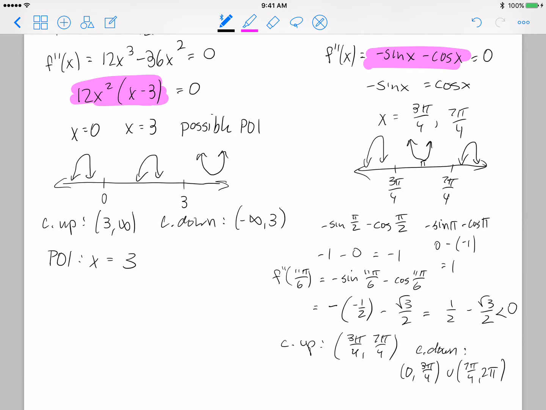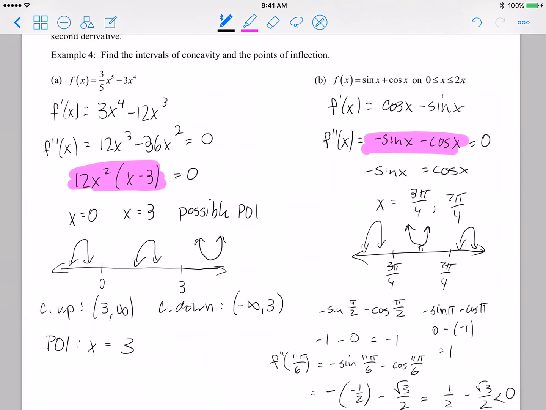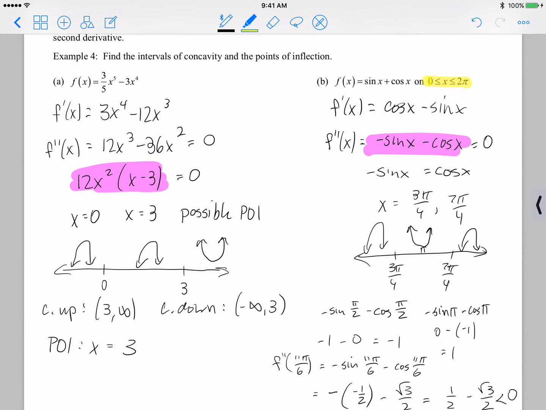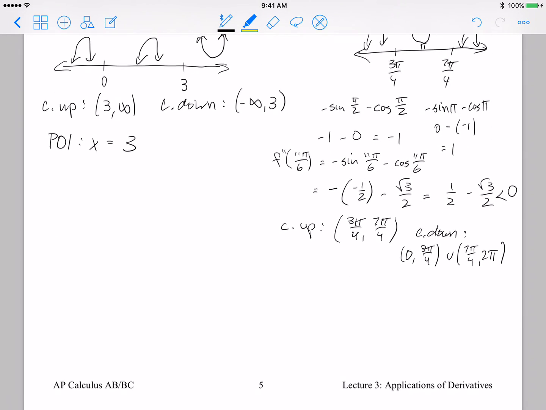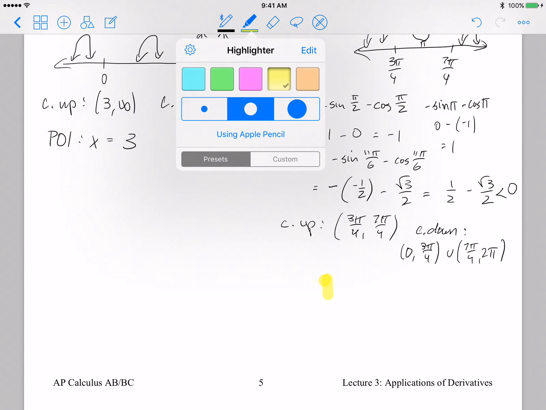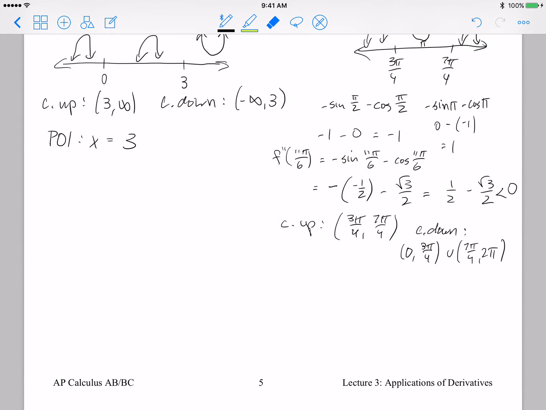And the reason I'm using 0 and 2 pi there is if you go back up and look at the problem, the interval that we cared about here was from 0 to 2 pi, and so I'm not going to put negative infinity or positive infinity. And then there were points of inflection wherever the second derivative changed signs, which would have been at x equals 3 pi over 4 and also 7 pi over 4.